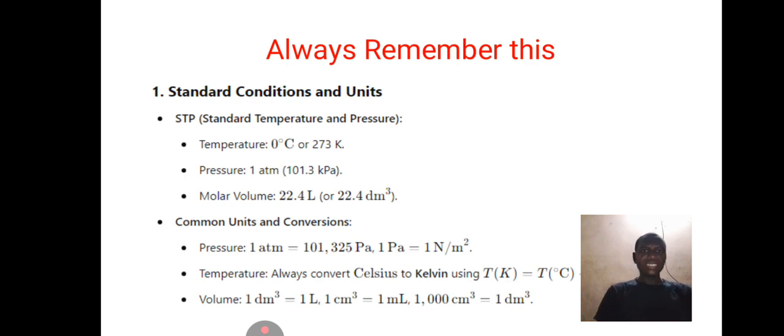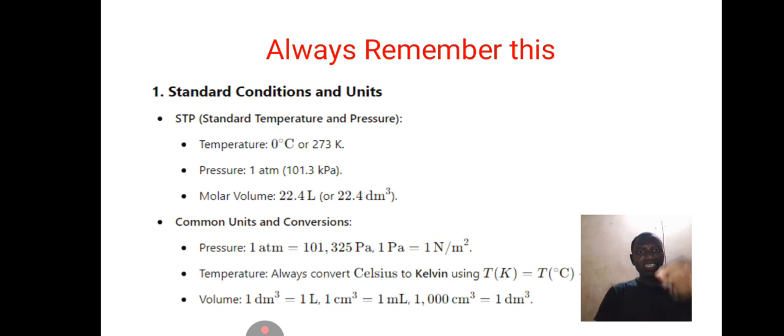Now, always remember standard temperature and pressure. These are standard conditions and units that you should always remember. 0 degrees is always 273 Kelvin. And please always change your temperature to Kelvin. I think that's the only thing I can emphasize here. Very, very important. 1 atmospheric pressure is also equivalent to 760 millimeter mercury, if I remember clearly. But I want you to know, always change your temperature to Kelvin.